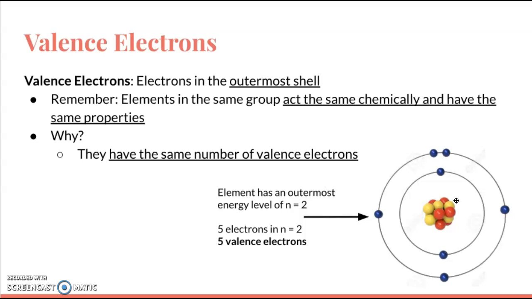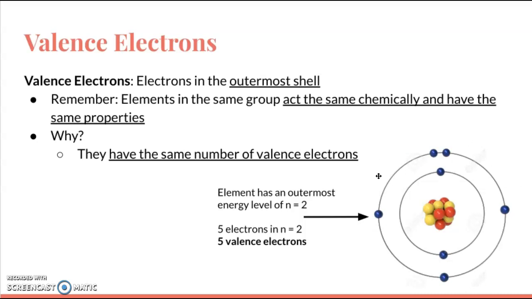If I look at this Bohr model, my outermost shell here is my second energy level, my N equals 2. And if I count up my electrons in this outermost shell, I have 1, 2, 3, 4, 5. So I'm going to have 5 valence electrons in this element, right? I clearly have more than 5 electrons total, but I only have 5 valence electrons.